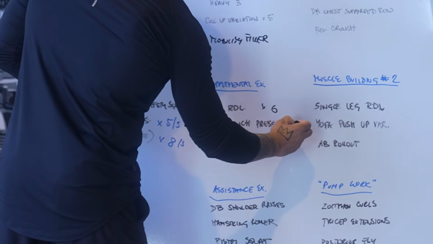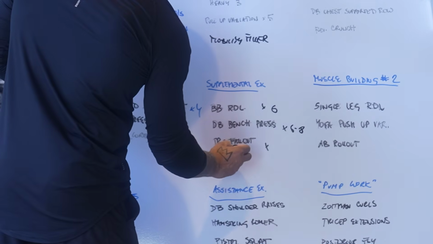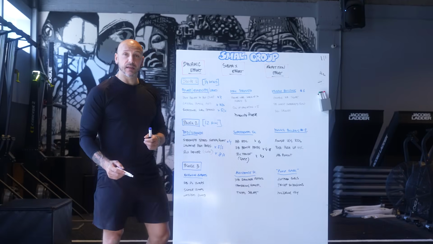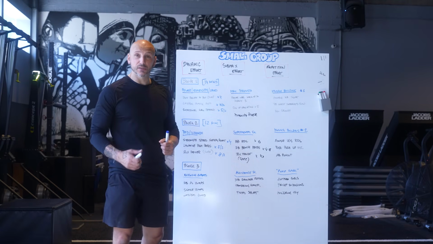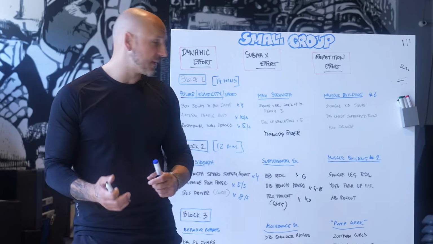Dumbbell bench press, in that 6 to 8 rep range, and then maybe a TRX fallout, which is core, for 10. Right? So again, that's going to be a 12-minute block. They're probably going to get about 4 sets, quality sets, in of this one. Again, it's going to be different depending on their fitness level.